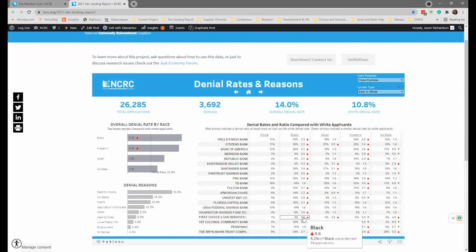Now, one thing I want to caution you about: when you hover over this and you see the pop-up, you'll note that one of the numbers here is the number of applications. Be cautious about lenders that have a very small number of applications for some of these groups. That means that their denial rate might be skewed a little bit just because there's such a small number of data points for it to go on.